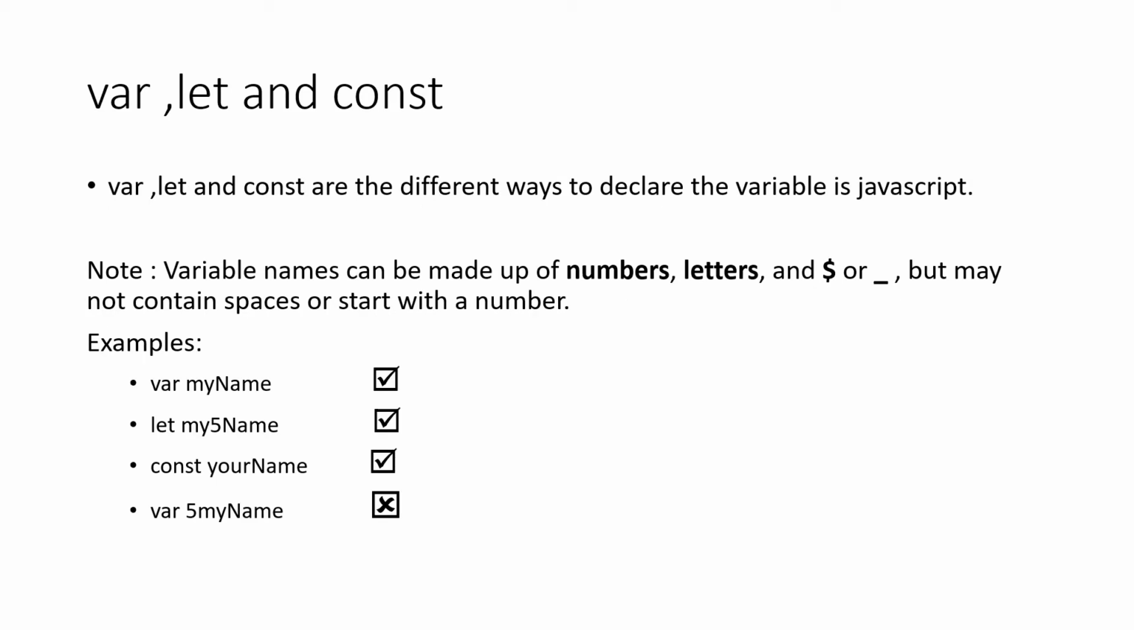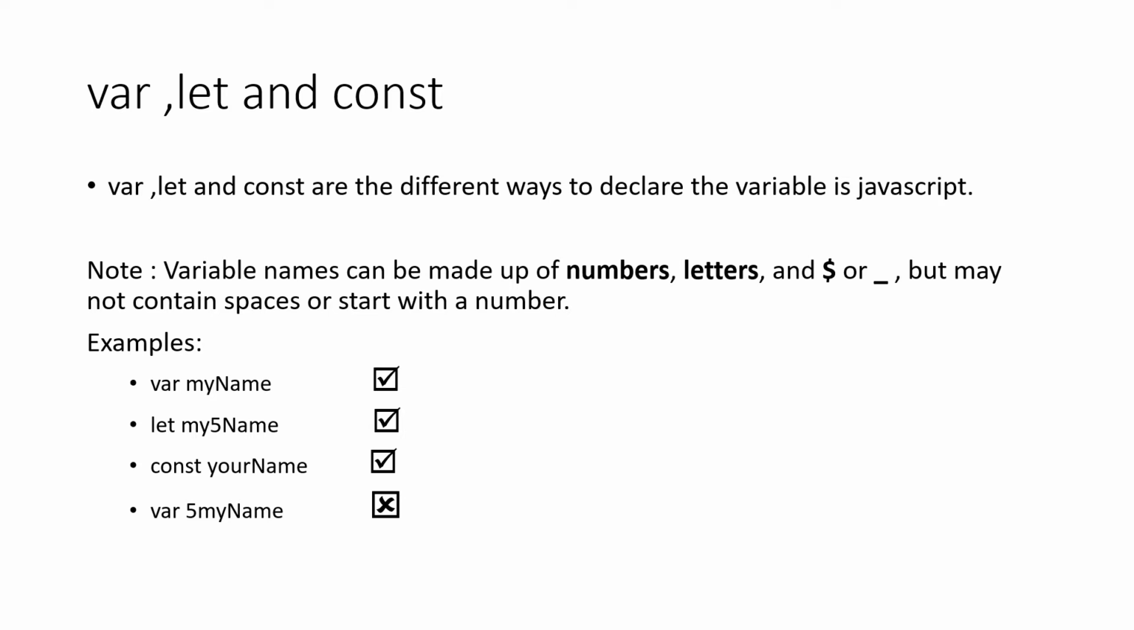So let's start with var, let, and const. var, let, and const are the different ways to declare a variable in JavaScript. So these are the three different types of how we can declare variables in JavaScript. There is one note, so first we'll read that note. The variable names can be made up of numbers, letters, or a dollar symbol, or even an underscore, but may not contain any spaces or start with a number.